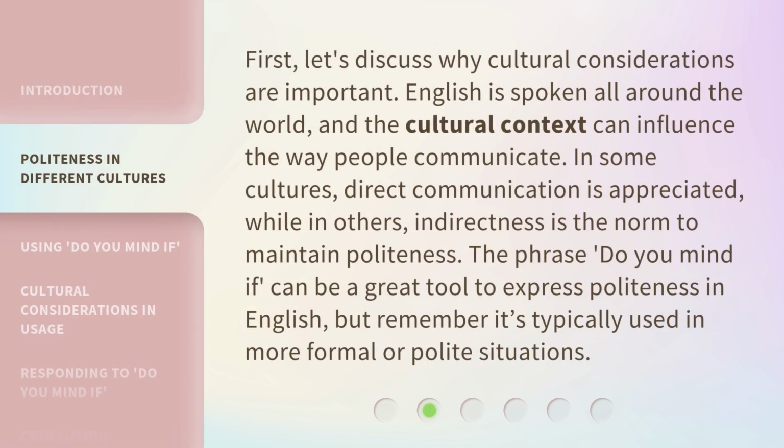First, let's discuss why cultural considerations are important. English is spoken all around the world, and the cultural context can influence the way people communicate. In some cultures, direct communication is appreciated, while in others, indirectness is the norm to maintain politeness. The phrase, "Do you mind if?" can be a great tool to express politeness in English, but remember it's typically used in more formal or polite situations.